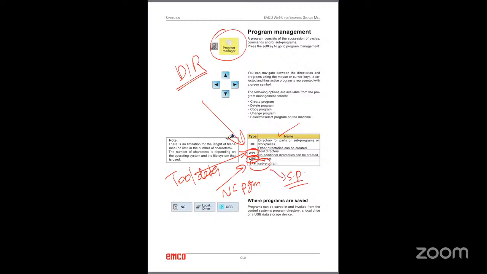When you see this here, you can see DIR. DIR represents the directory to group our programs properly. And we can see WPD. WPD means tool directory to store the tool data. And MPF means main program. SPF means subprogram. We will call the subprogram inside the main program.